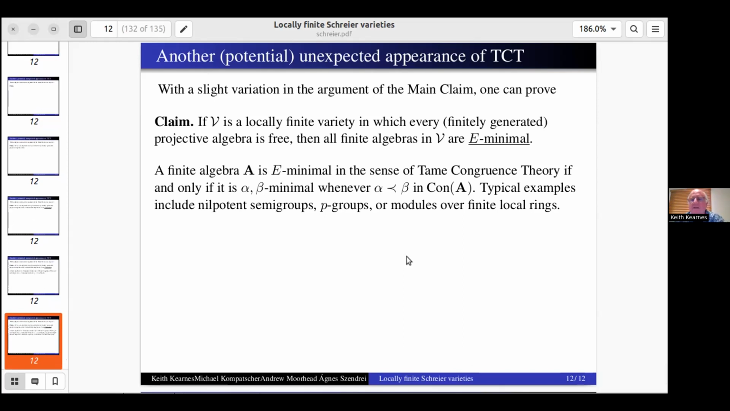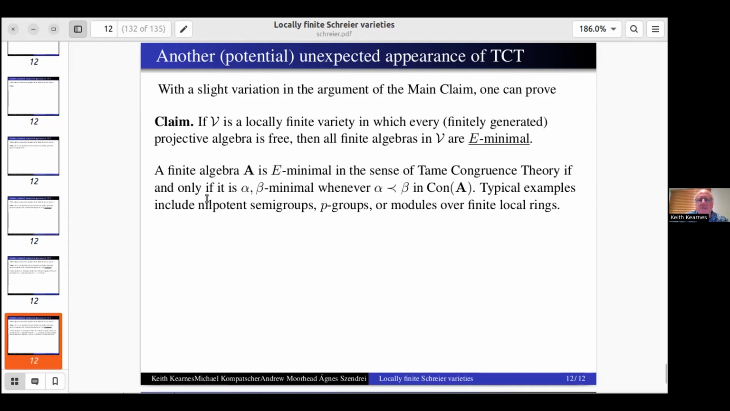David Hobby and Ralph McKenzie have a chapter in their book telling us about the structure of E-minimal algebras, but it doesn't give a very good description of the clone. Emil Kiss has a paper from the 1980s in which he discusses the clones of E-minimal algebras. So we know a little bit more about what E-minimal algebras might look like, but they include nilpotent semigroups, p-groups, and modules over finite local rings. These are examples of E-minimal algebras. It's more general than the minimal algebras.